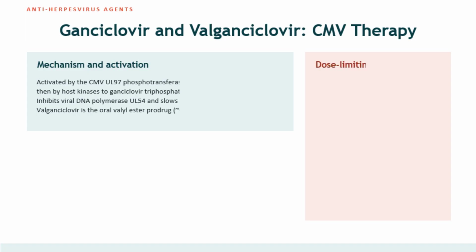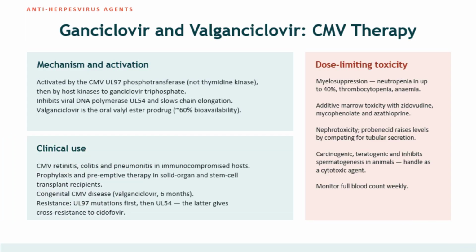Now we move from herpes simplex to cytomegalovirus, and the drug is ganciclovir. Structurally, it's a cousin of acyclovir, but the activating enzyme is different. It's the CMV UL97 phosphotransferase. Valganciclovir is the oral prodrug, and it transformed the management of CMV in transplant patients. Where does it matter? Retinitis, colitis, transplant prophylaxis, and congenital CMV.